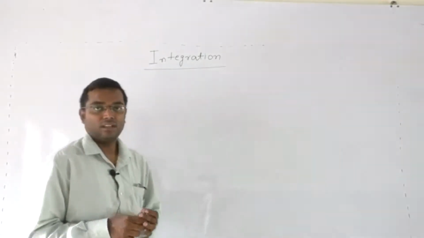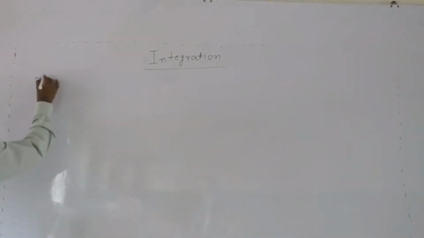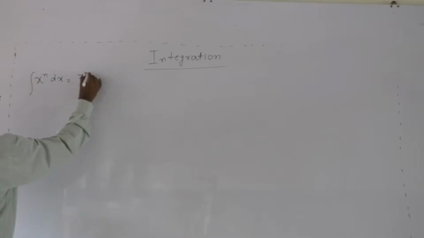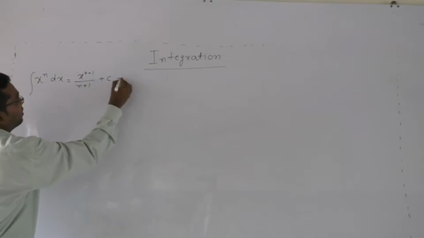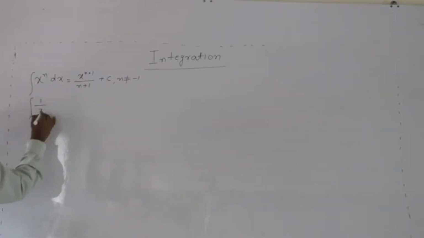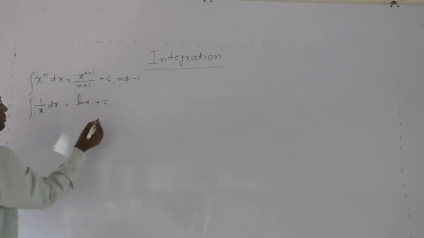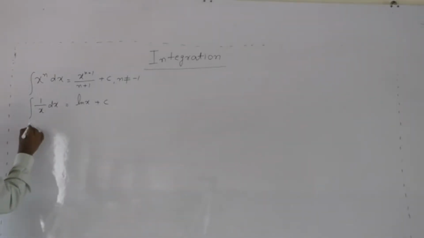Let's see. So last class we had seen the standard integration: integration of x raised n dx equals x raised n plus 1 over n plus 1 plus c, where n not equal to minus 1, and also integration of 1 by x dx equals log x plus c, because the differentiation of log x is 1 by x. Now today we will see more and more problems on it. Let's see the first problem.